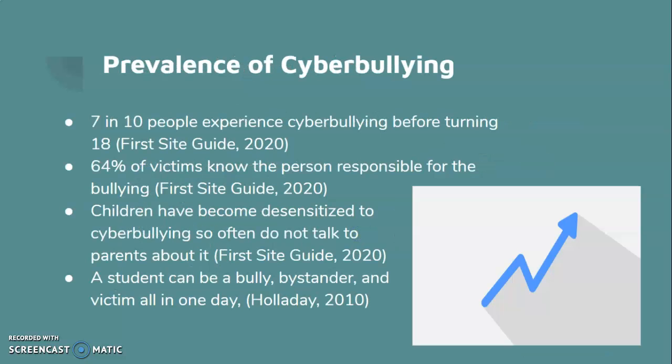Prevalence of cyberbullying. 7 in 10 people report experiencing cyberbullying before turning the age of 18. 64% of those victims know the person responsible for the bullying. Children have become desensitized to cyberbullying, so often they do not talk to parents about it. It's becoming so common that they don't necessarily see a problem with it. A student can be a bully, a bystander, and a victim all in one day in regards to cyberbullying. And that's just because of the prevalence of which we're seeing these comments. So if you see it and don't report it, you're now all of a sudden a bystander.